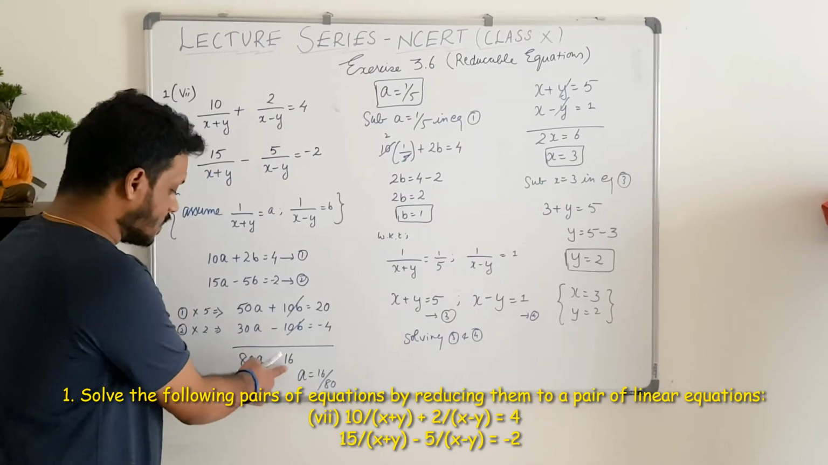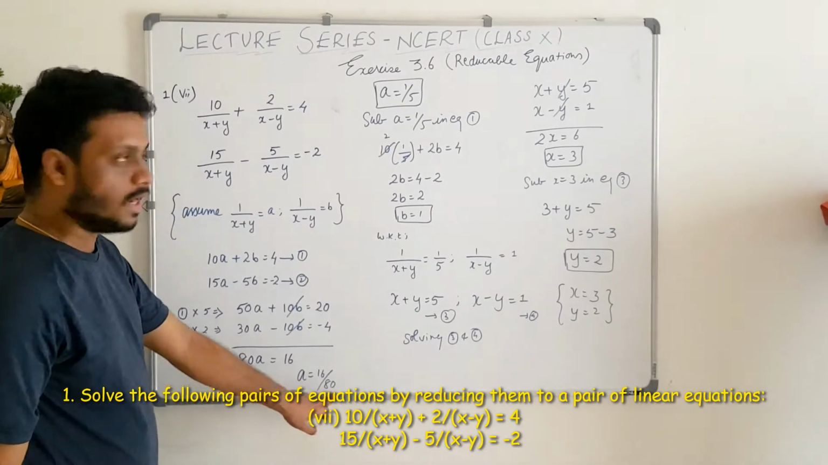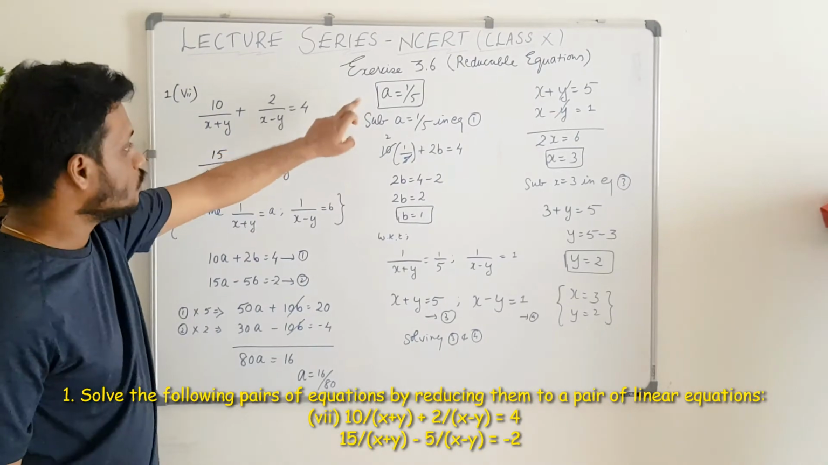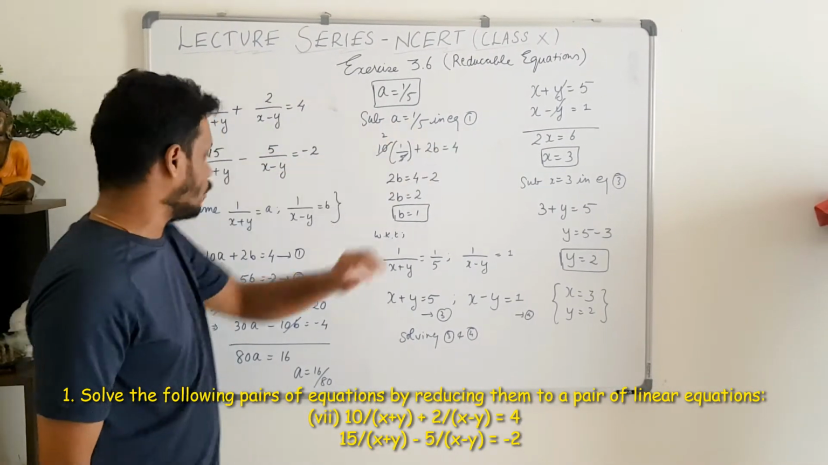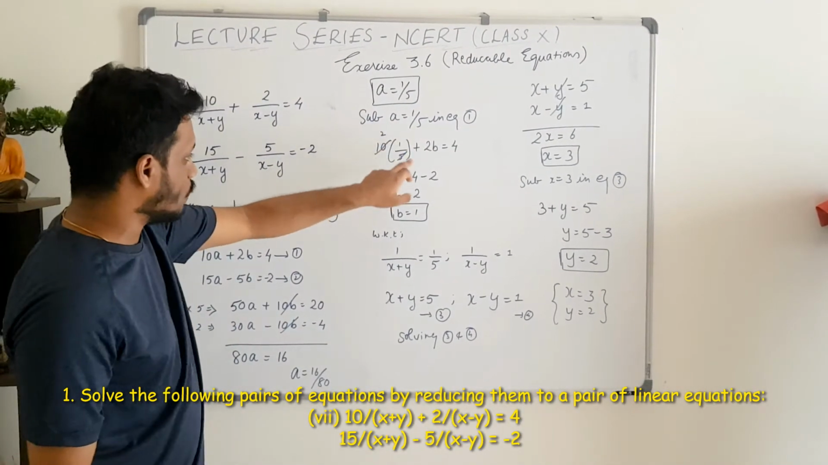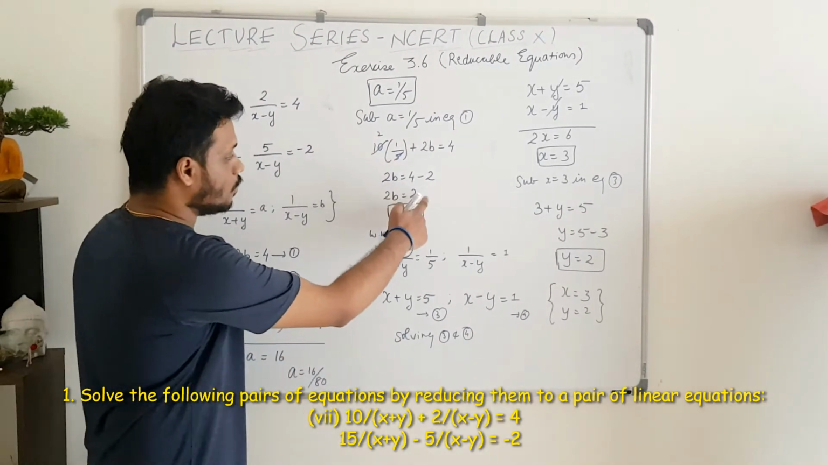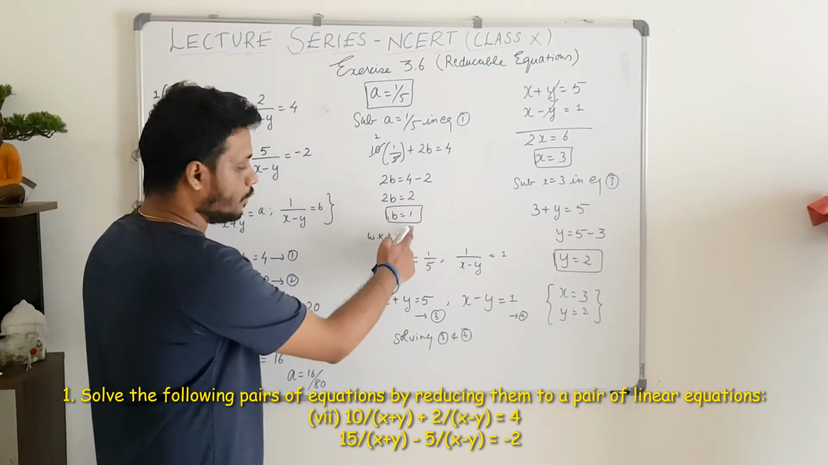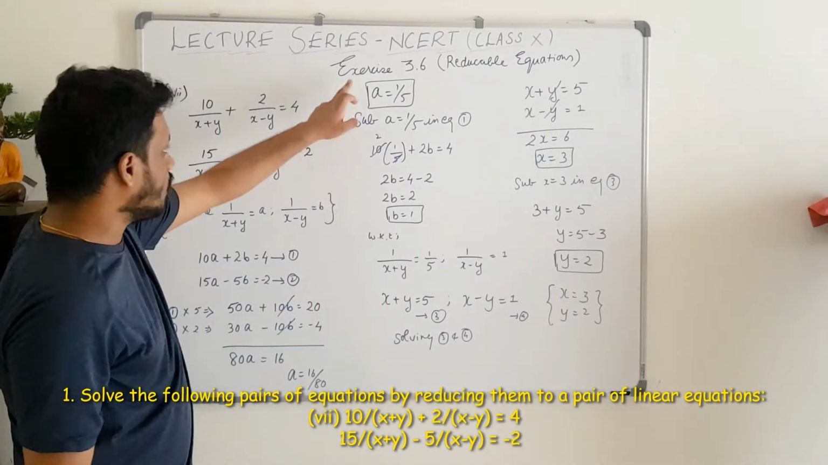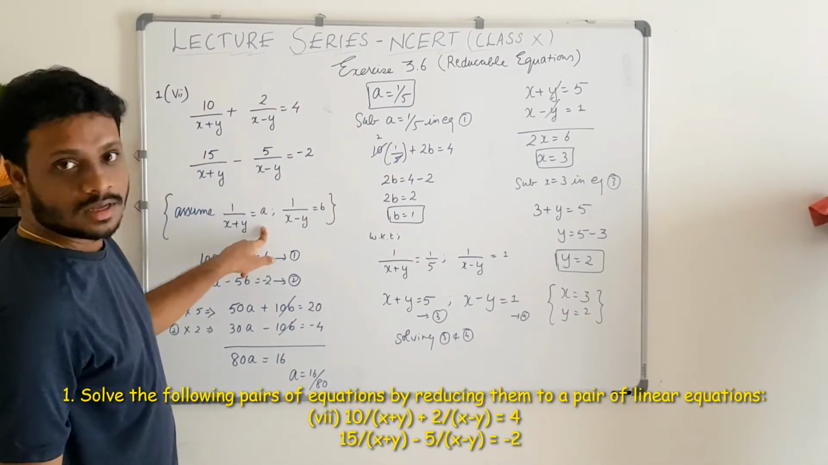I have 80a is equal to 16, so a would be 16 by 80, which is nothing but 1 by 5. So I substitute a is equal to 1 by 5 in equation 1. I get 10 times a, which is 1 by 5, plus 2b equal to 4. This 10 and 5 cancel 2 times. So I have 2b is equal to 4 minus 2, or 2b would be 2, or b is equal to 1. So after obtaining the value of a and b, I substitute back the assumption that we have made.